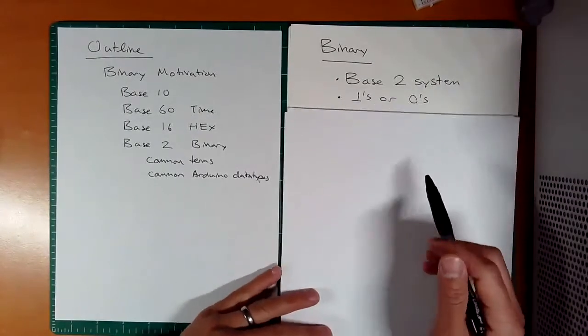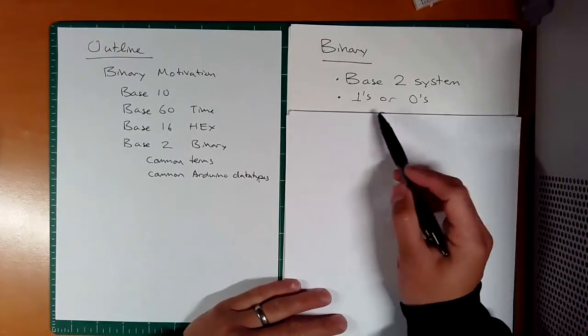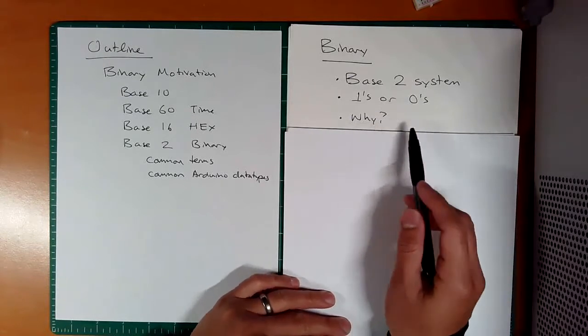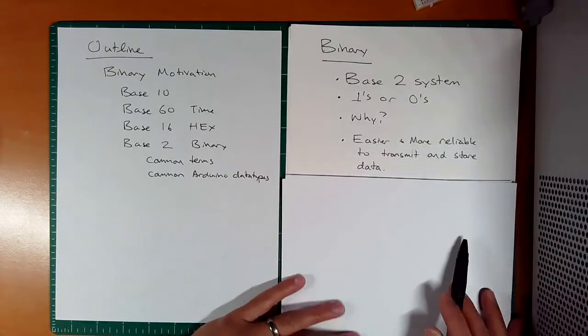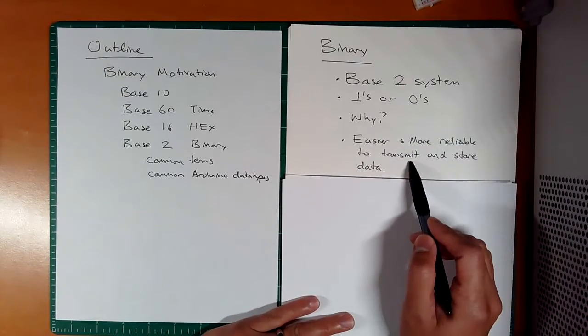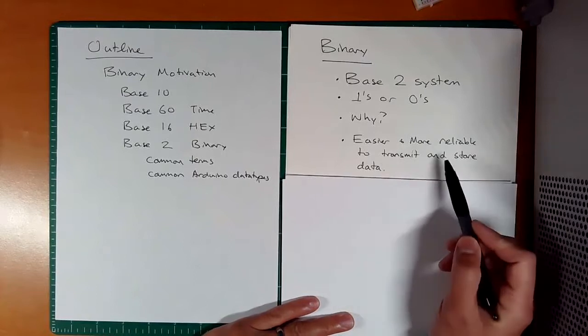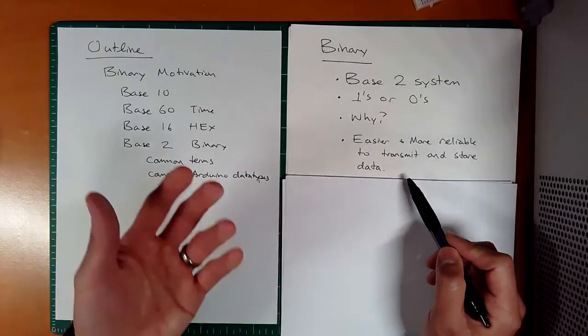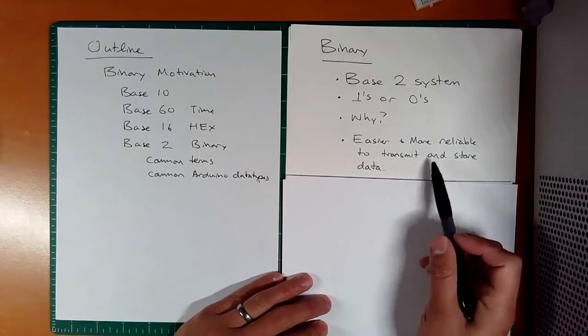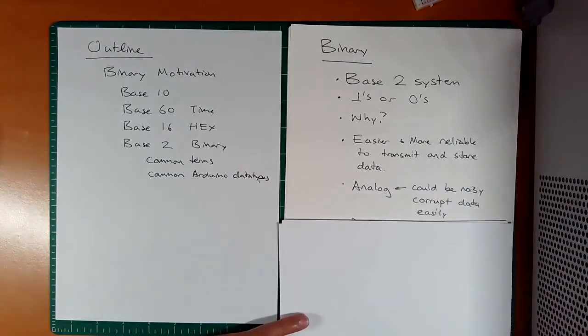It's a base 2 system. And so I think you all know you use ones and zeros, right? And the question first is why? Why would you use ones and zeros? Well, it ends up being easier and more reliable to transmit and store data. We've been talking about transistors. So transistors allow us to easily store a high or low voltage, okay? And it's more reliable to transmit.